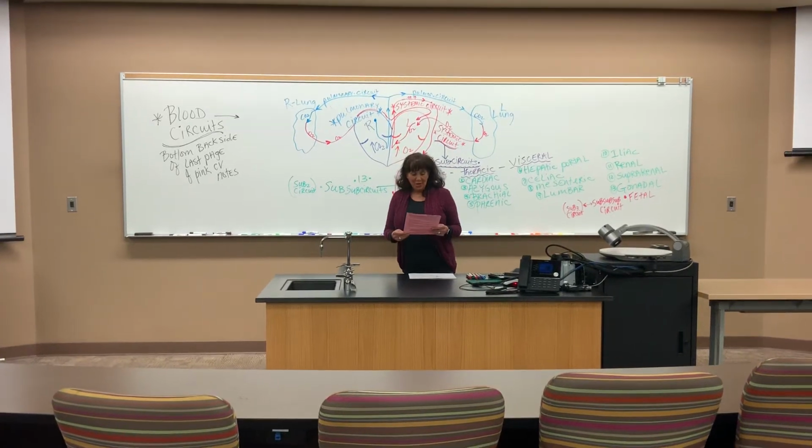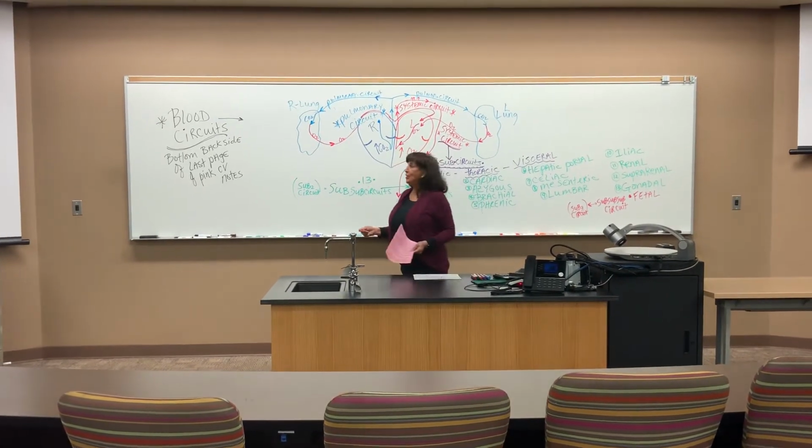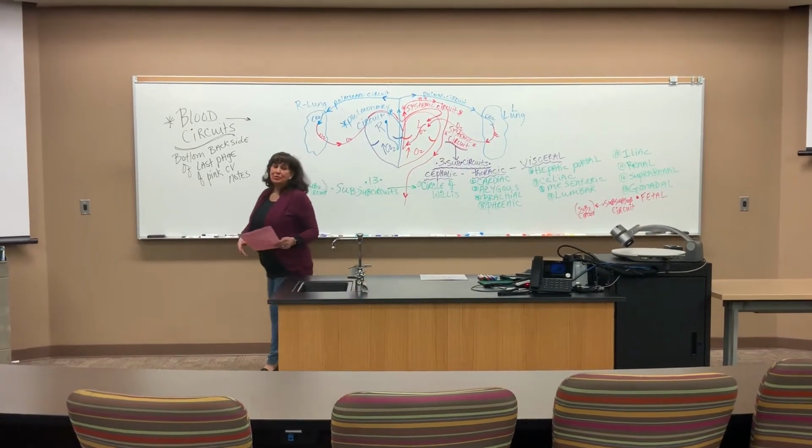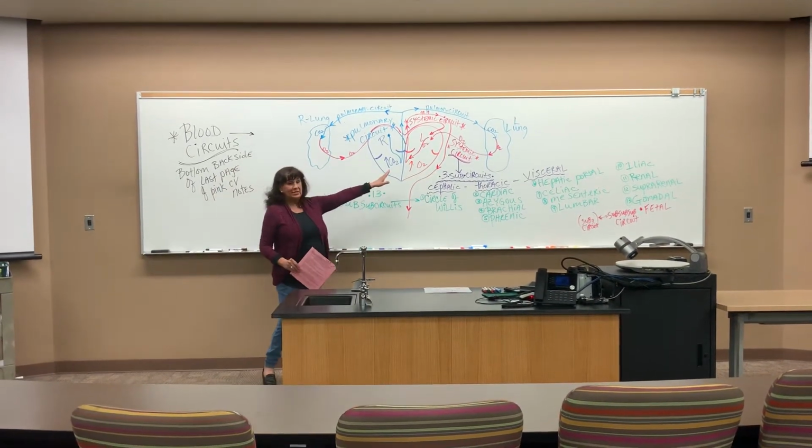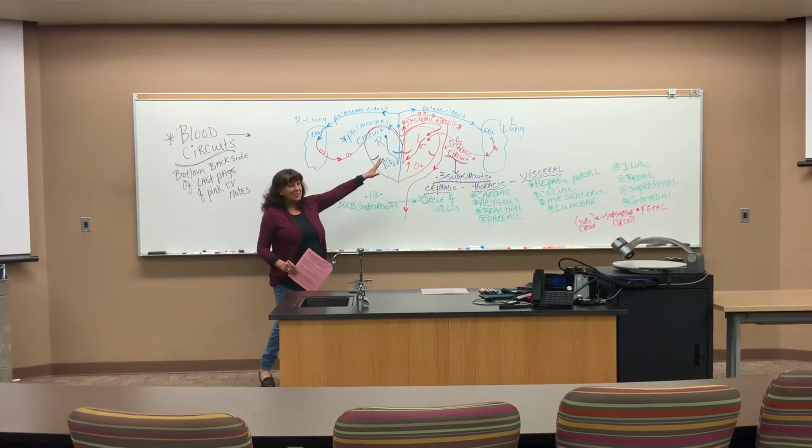Okay, so this is going to be on blood circuits, how blood travels from the right side of the heart out to the lungs, and then back to the left side of the heart, and then out of the left side of the heart.